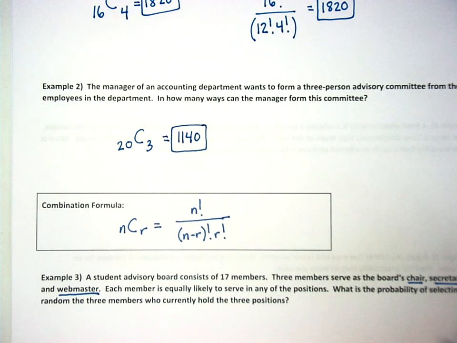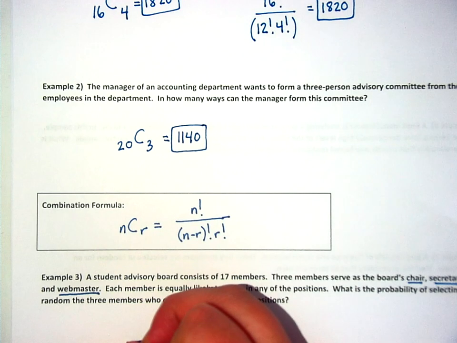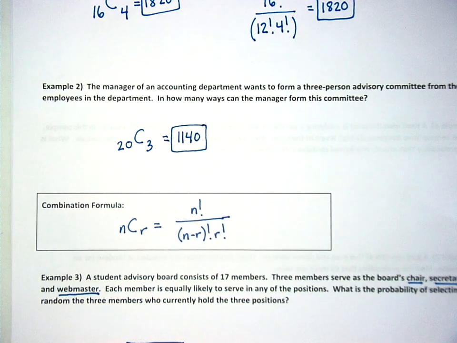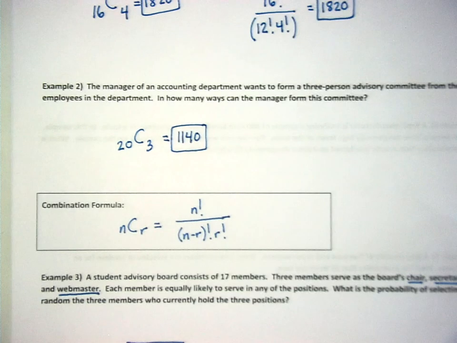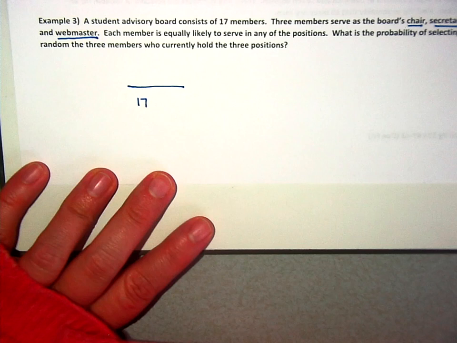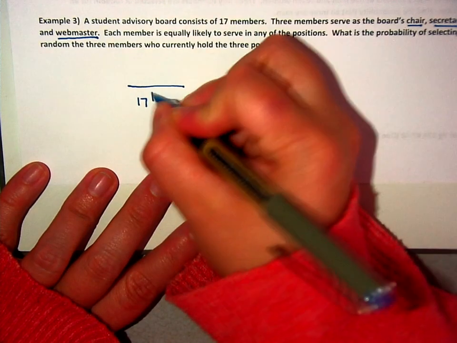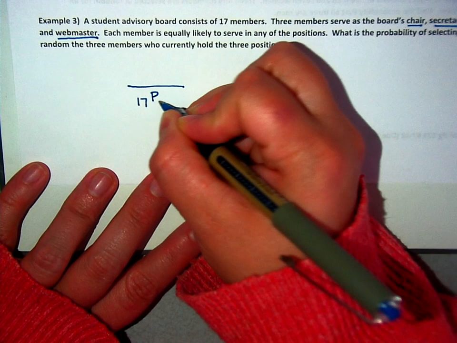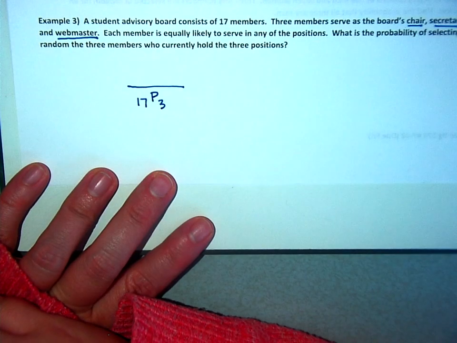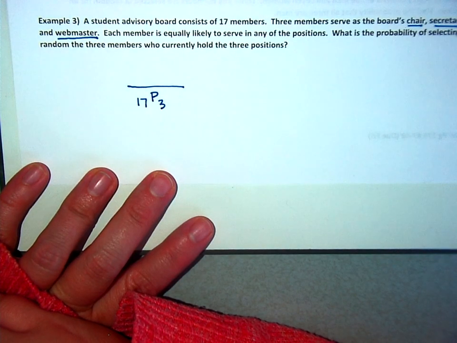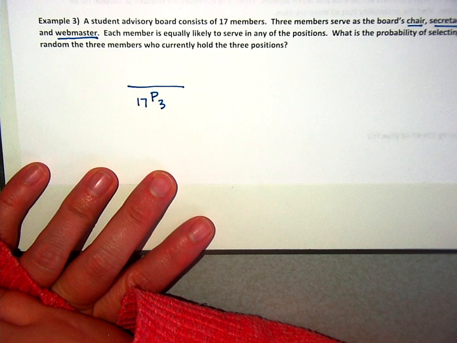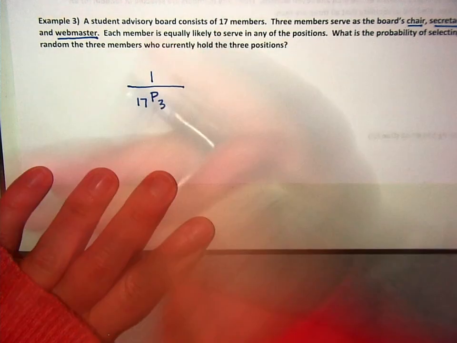So this is permutation, and it says what's the probability of selecting at random the 3 members who currently hold the 3 positions. So this is going to be a fraction this time. On the bottom is going to be that there's 17 choices, and it's a permutation, so it's 17 permutation 3. And on the top, there's only one chance of you getting it exactly right.